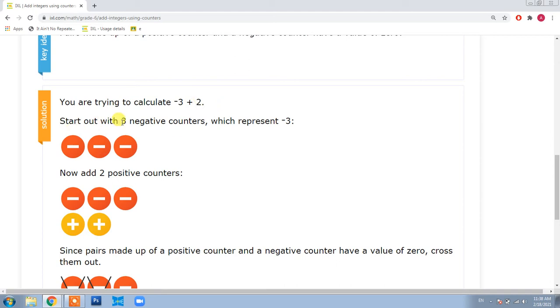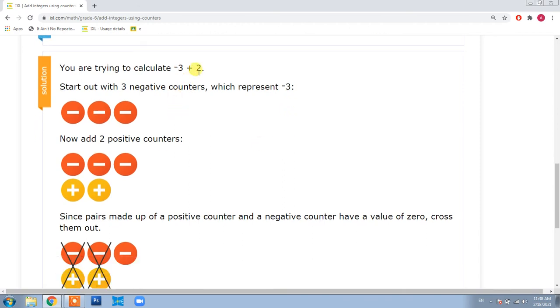Start out with three negative counters. So you have three negative counters that are red in color, so you can easily identify that these counters are representing -3. Right, now you're supposed to add two positive counters with them. Positive counters are normally yellow or green in color. So you have added two positive counters.